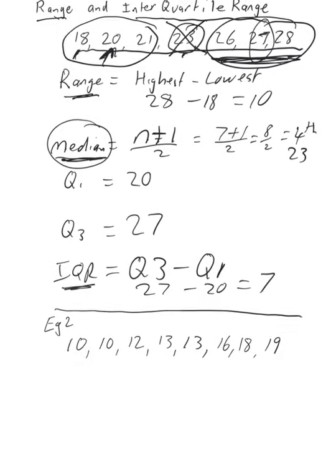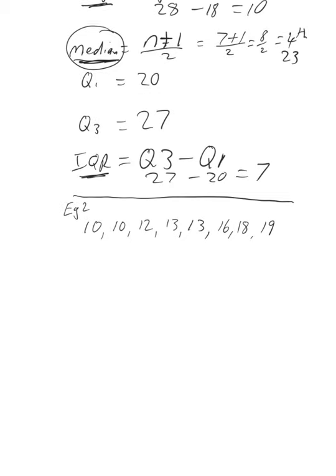Now, I'll just do another example fairly quickly. The reason I want to do a second one is because you'll notice in the first one, n was 7. There were 7 pieces of data. So that's an odd number of data. The process is slightly different when there's an even number of data.